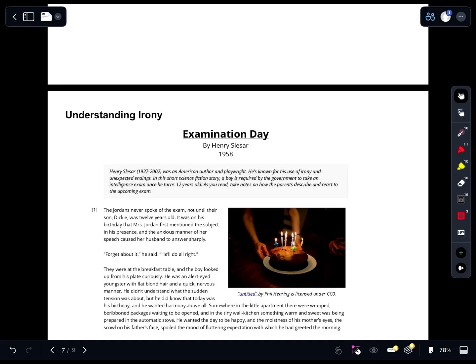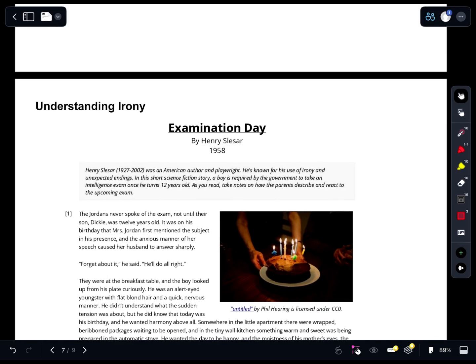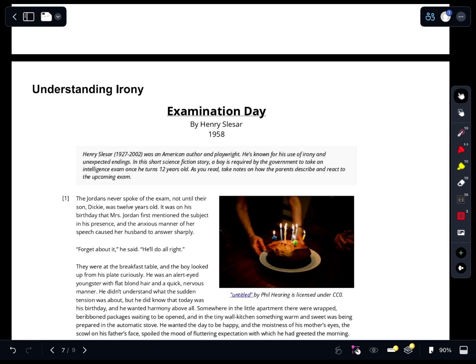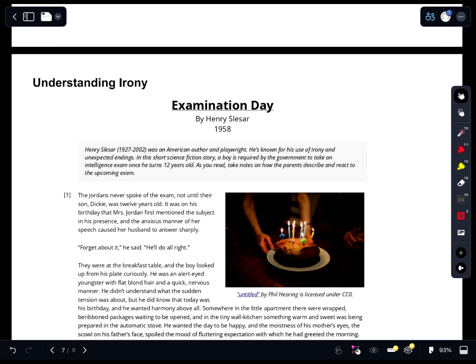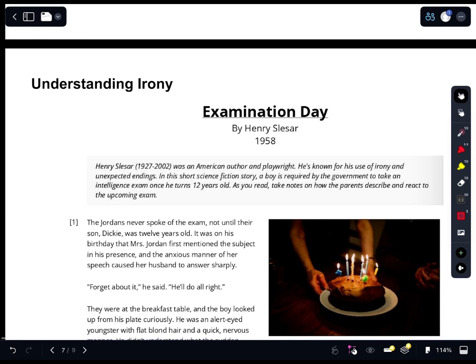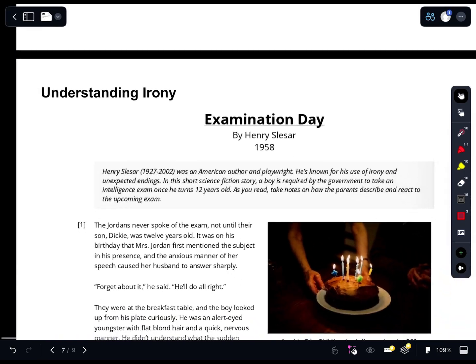We're going to look at English. Now, I've talked about this story, I think, before in another update video. It's called Examination Day. It's a short story written in 1958 by Henry Slezar, and it's usually for a grade 7, grade 8 level for reading comprehension, but there is a question at the end of this story that I think can be applied at many different levels. So today I'm going to talk about understanding irony.